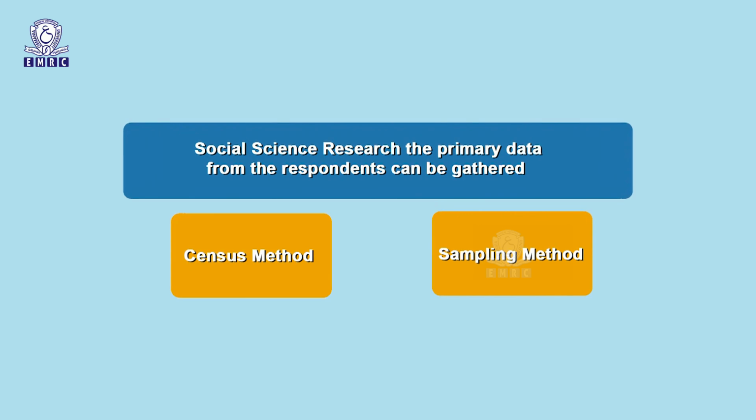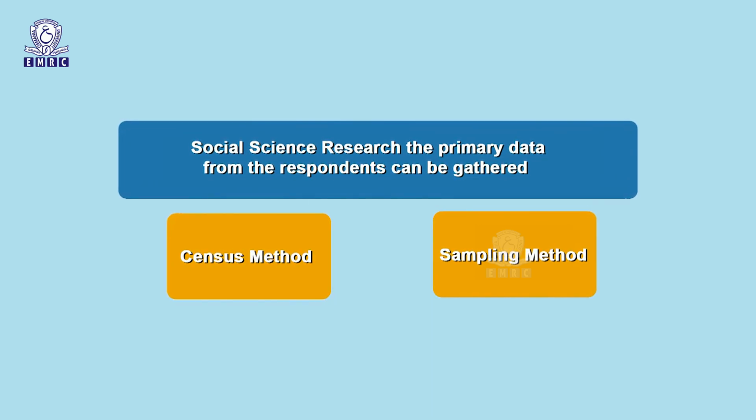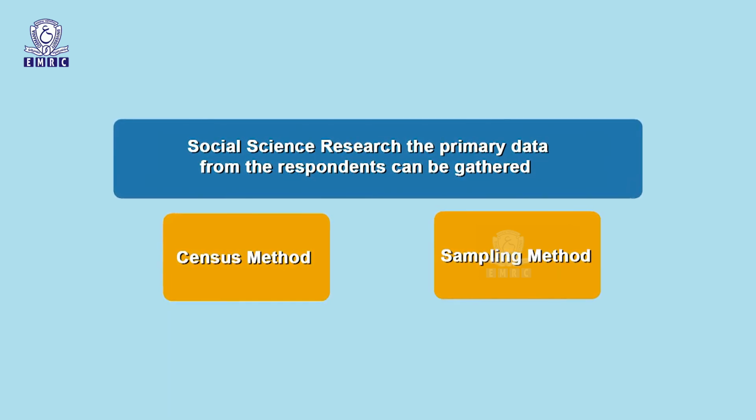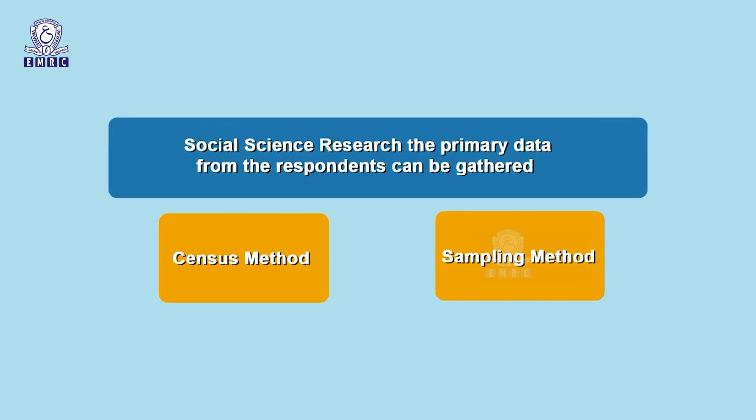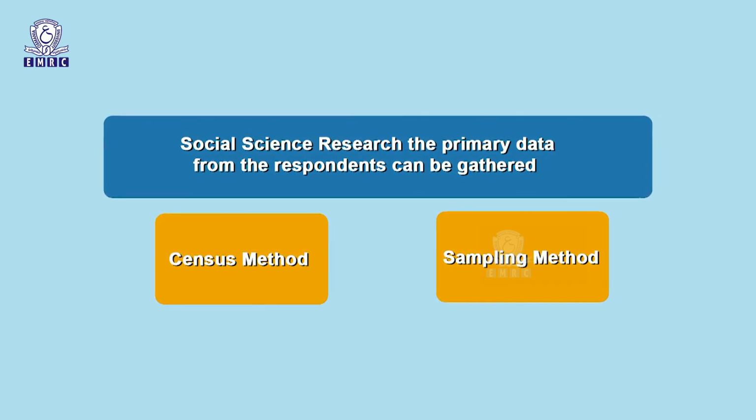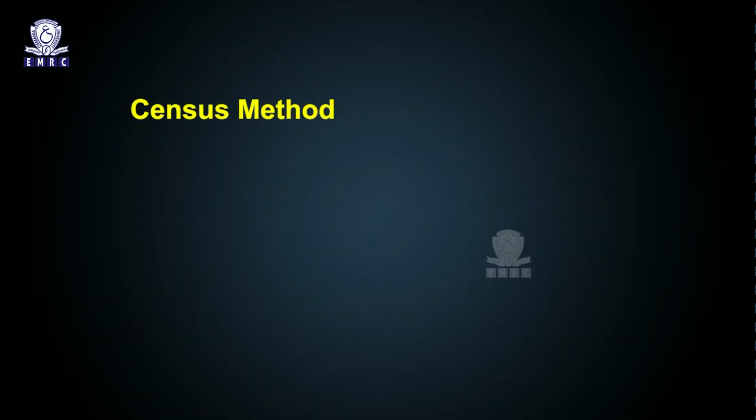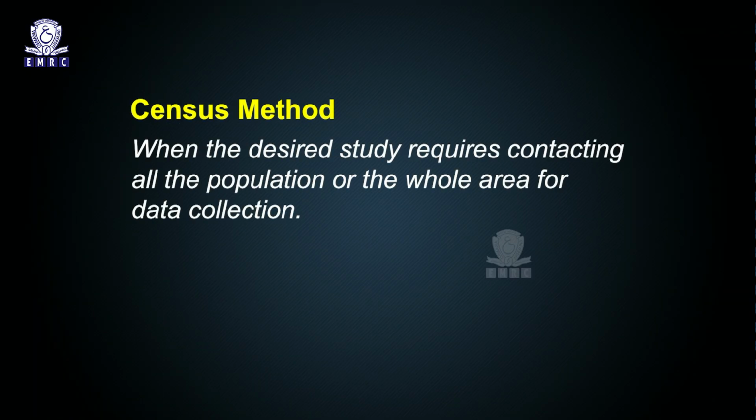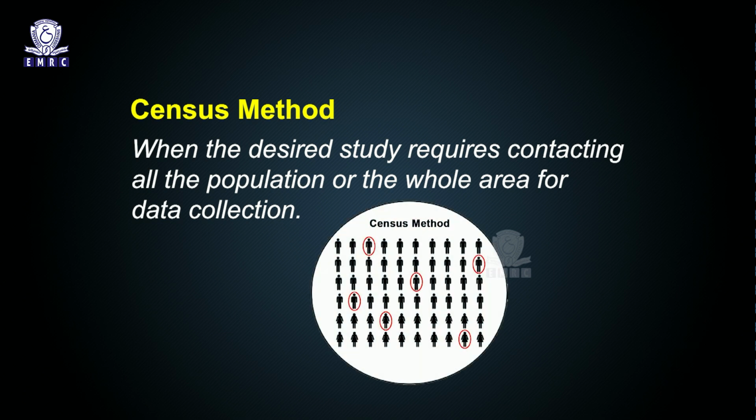Census method and sampling method. In social science research, the primary data from the respondents can be gathered using either of two methods. They are the census method and the sampling method. First one is the census method. When the desired study requires contacting all the population or the whole area for data collection, the method is known as the census method. It refers to the collection of data from all the elements constituting the universe.